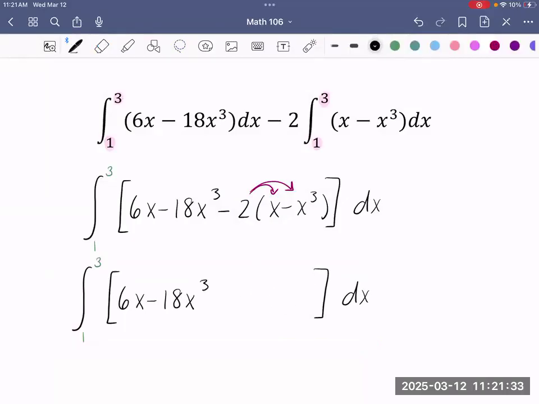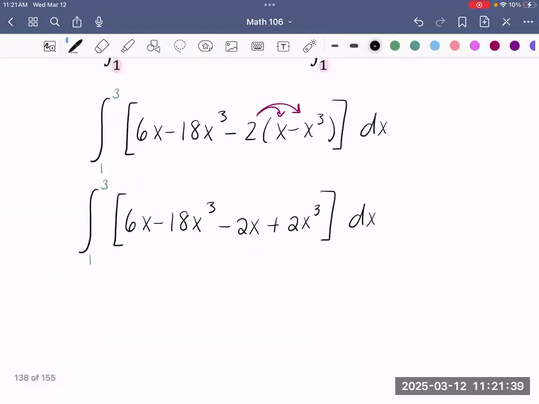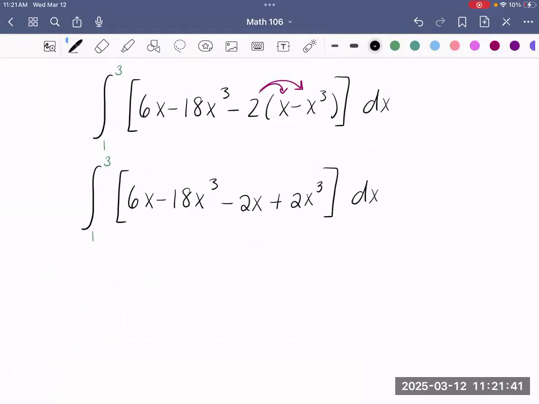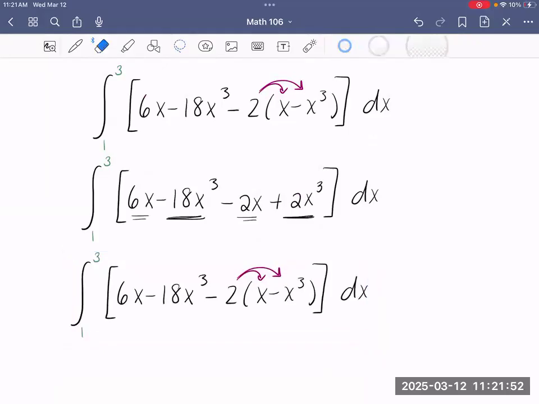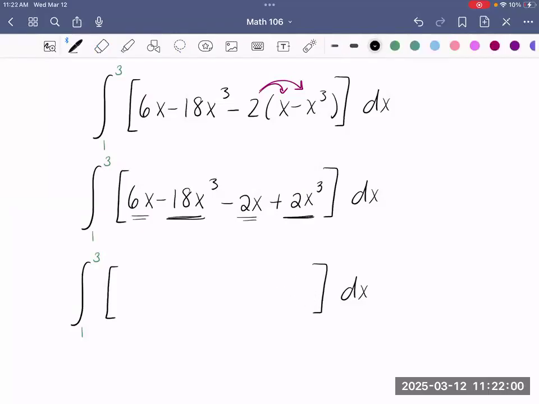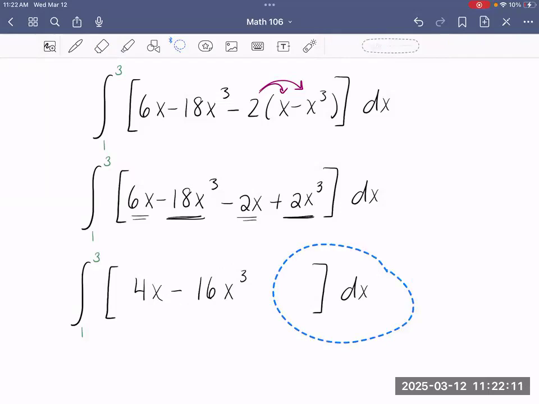So we should get negative 2x plus 2x cubed. And now we can go ahead and simplify, because we have 18 and 2, and then 2 and 6. So one more time, I'm going to paste. So let's see, we should get 6x minus 2x, that gives us 4x, minus 18 plus 2, so that should be 16x cubed here. And now let me bring those together.